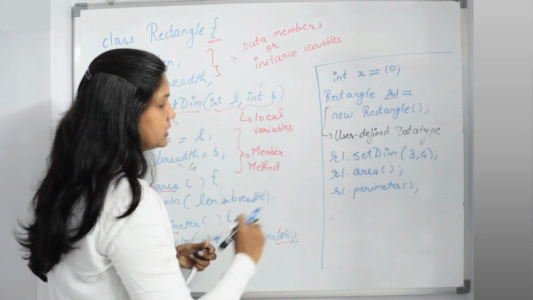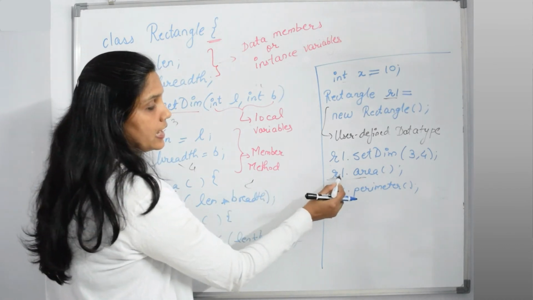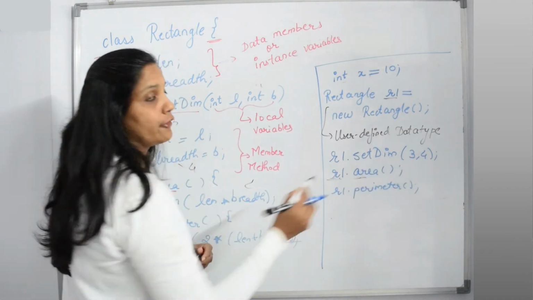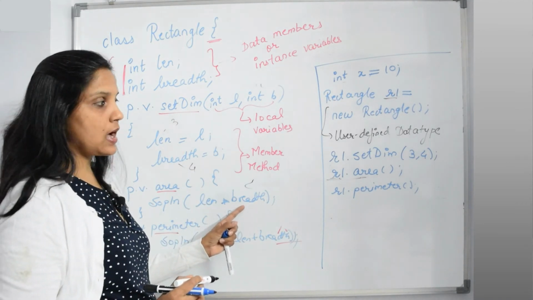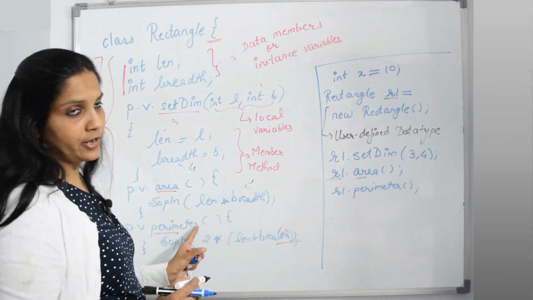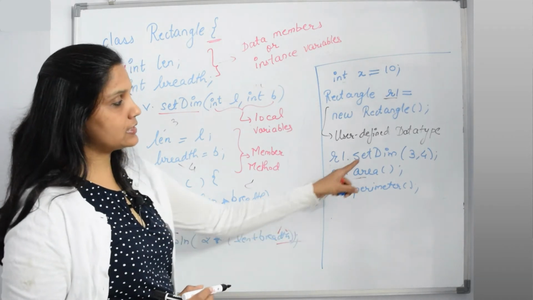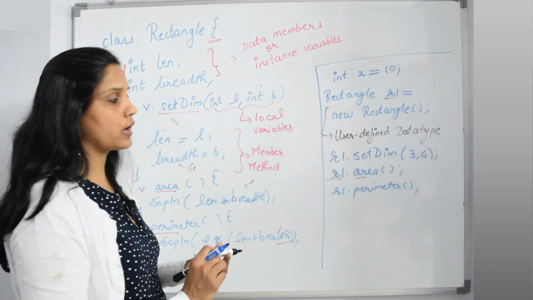And then when you say R1 dot area, or when you say R1 dot perimeter, the area is called on the object R1, and the R1 has dimensions 3 and 4. Length and breadth values are 3 and 4. When I am calling the perimeter on R1, again the R1 has dimensions 3 and 4. It is able to calculate perimeter for R1.